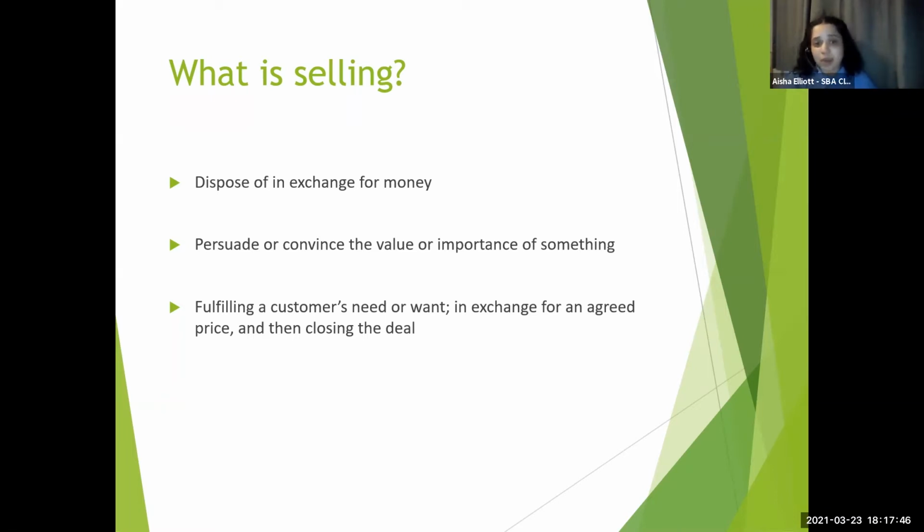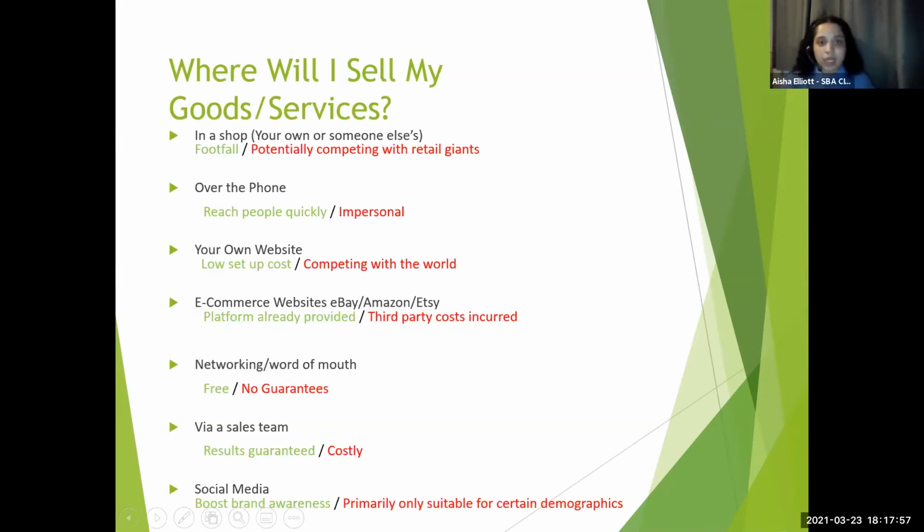And there are a number of ways that you can make sales. So it's important to consider where you intend to sell your goods. So you will see on this slide that there are lots of places that you can hope to sell items, and they all come with good points and bad points. So we've got the slide here showing you could sell your items in a shop. So that could be your own shop or somebody else's.